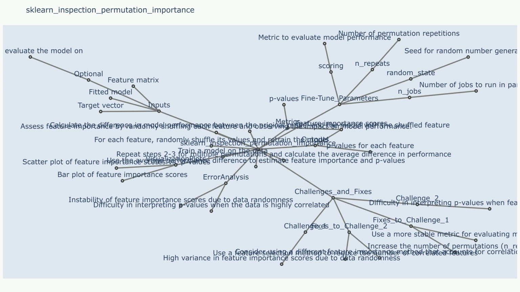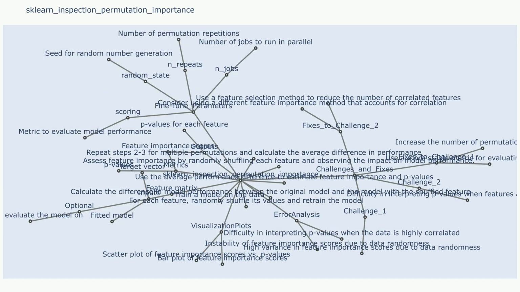sklearn inspection permutation importance. Description: explain in detail. Permutation importance is a technique used to assess the relative importance of features in a machine learning model by measuring how much the model's performance decreases when a specific feature is randomly shuffled or permuted. This method provides insights into which features contribute most significantly to the model's predictions.